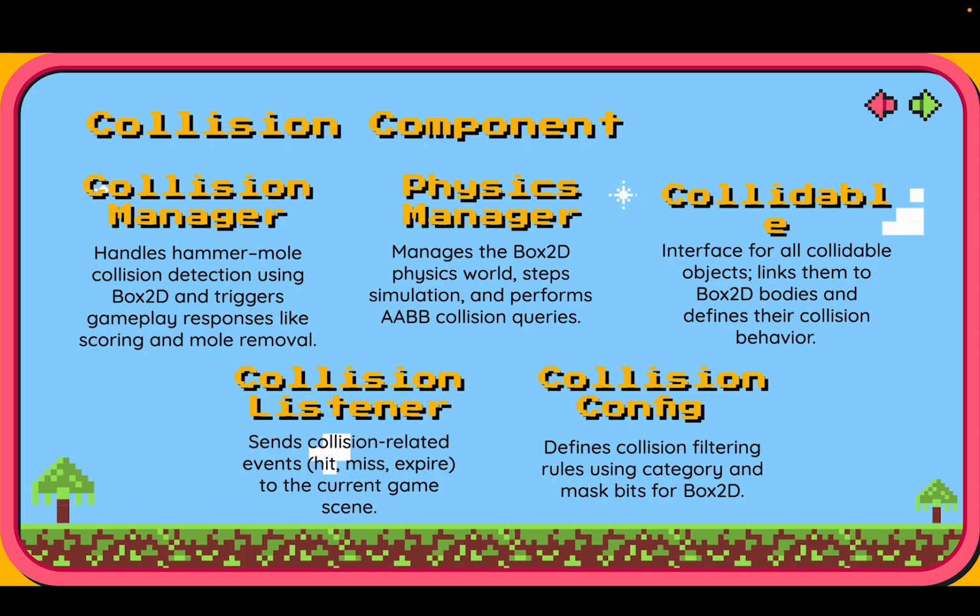Next, the physics manager operates the Box2D world, seamlessly handling simulation steps, body management, and position updates, keeping physics isolated for clarity. The collidable interface standardizes how objects engage with the system, offering methods for body access and collision responses, ensuring flexibility across entities. Meanwhile, the collision listener interface empowers external components to respond to events like hits or misses, cleanly separating detection from action. Finally, collision config optimizes performance with Box2D's category and mask bits, precisely controlling interaction.